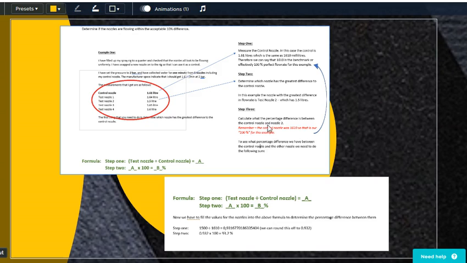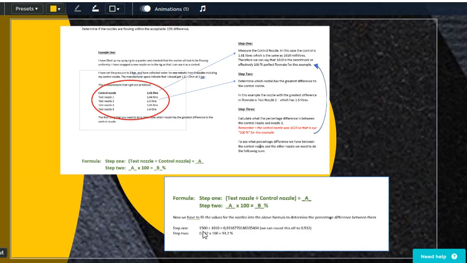Alright, let's go back a step. It says here calculate the percentage difference between the control nozzle and nozzle 2. To see what this percentage difference is, we're going to put it into this formula. Alright, so this is our formula. This is the formula you're always going to use when you want to know whether or not your nozzle is safe to use.